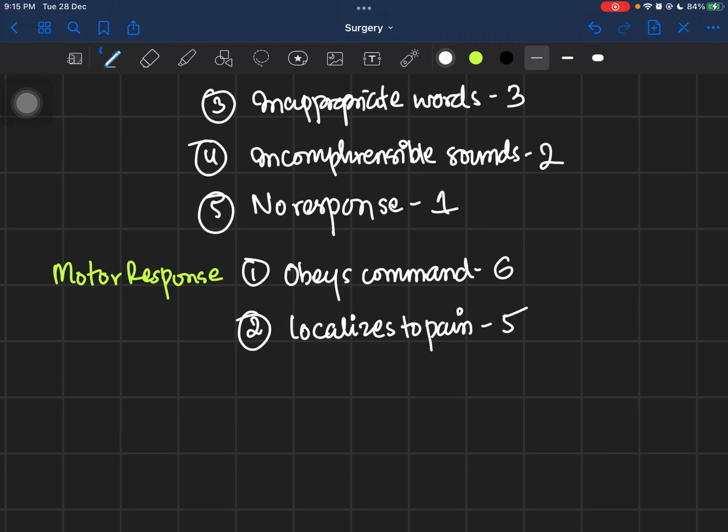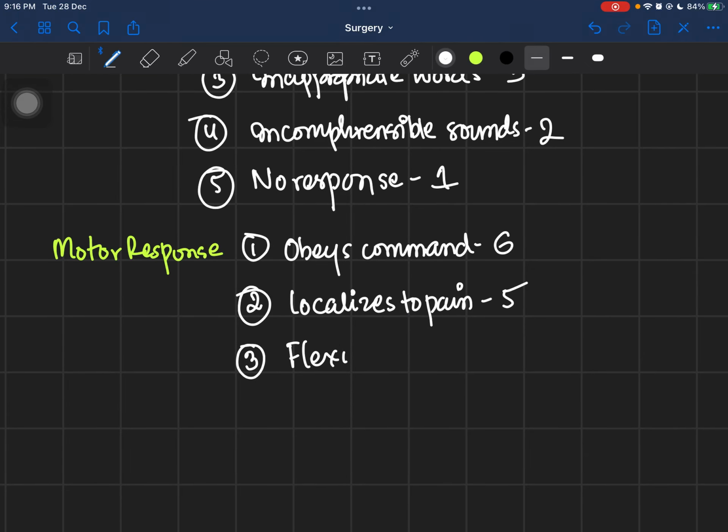So the patient would try to flex their hands, and they will try to bring the hands close to the source of stimulus so that they can push it away, right? That is exactly what we do. If something is hurting us, we move towards that object and we try to remove it. So if the patient is not obeying command, but the patient localizes to pain, you are providing a painful stimulus and the patient is trying to push it away. Okay, so patient brings their hand up and tries to push it away. That is known as localizing to pain. You give the patient a score of 5.